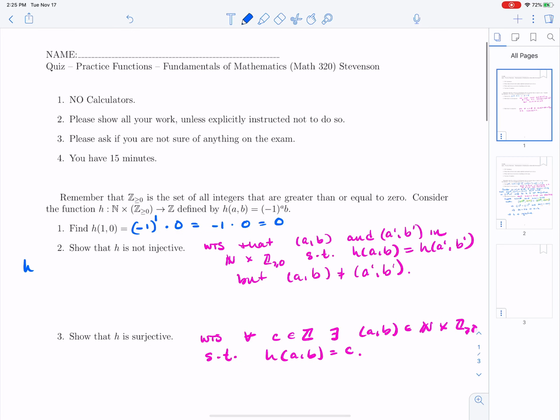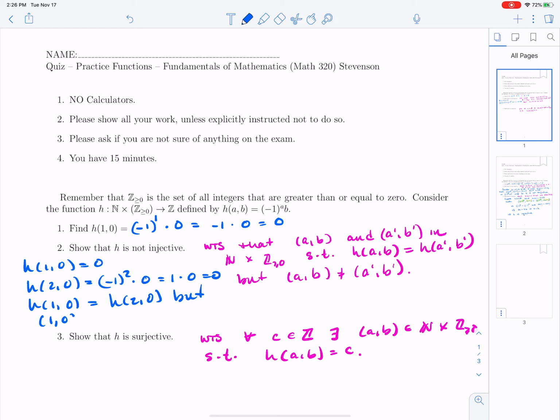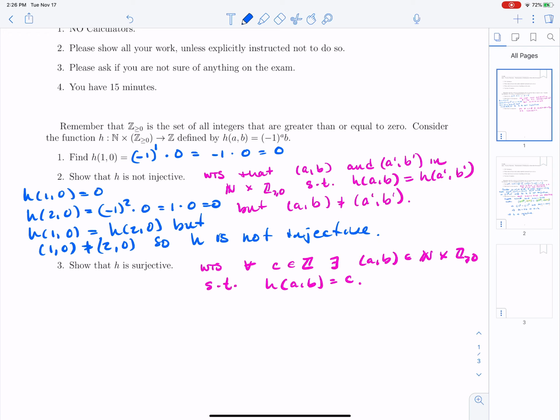So I'm going to notice that h of (1, 0) we showed was equal to 0 above. Similarly, h of (2, 0) is minus 1 squared times 0, which is equal to 1 times 0, which equals 0. So now h of (1, 0) equals h of (2, 0), but (1, 0) is not equal to (2, 0), so h is not injective. Okay? You need all the stuff in blue. You can't get away with less than that, but you don't need the pink.